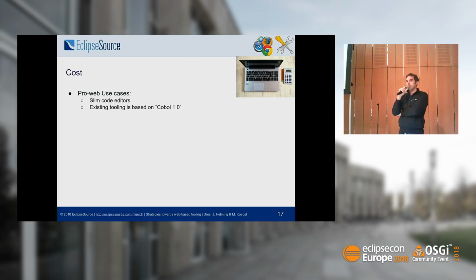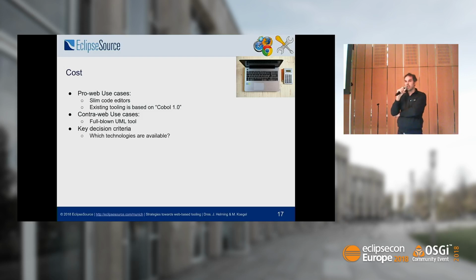Also, not to forget, if your existing tool creates a lot of maintenance cost, then you might be better off implementing something new. So this is this example of the existing tool based on COBOL 1.0, and you don't find developers and it creates a lot of costs. Contra web use case, if you have a full-blown UML tool, for example, it will cost you a lot of money, and not all the frameworks are perfectly there in the web yet.